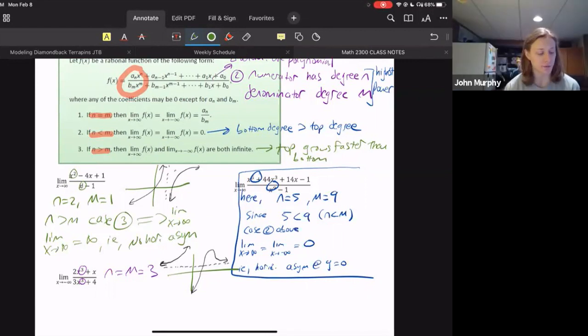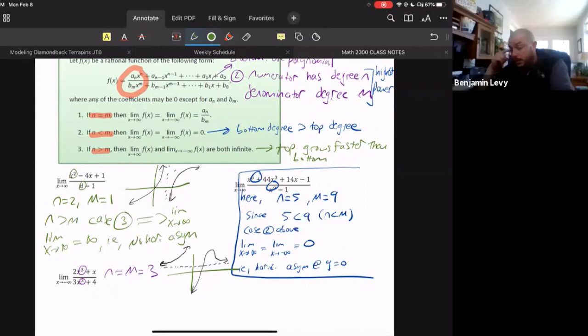Is that the case for all problems where the numerator exponent is larger than the denominator's? There's always going to be no horizontal asymptote for that case? That's exactly right. Because the top just keeps getting bigger, so it's not going to approach something. It's just going to get bigger and bigger and bigger. Other thoughts about that?